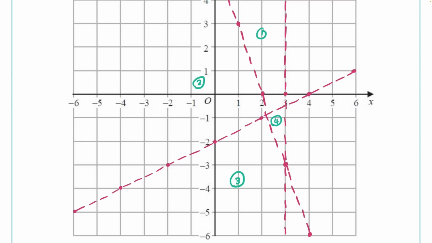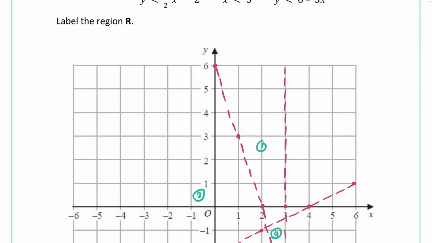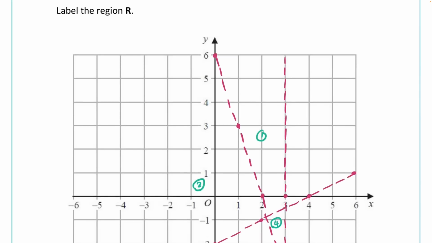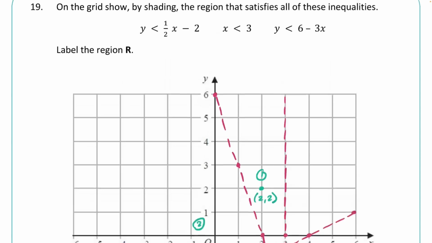So we're going to have to test the other 3 and see if any of them work. Now it might be that you have a really good understanding of these inequalities. Typically though, I think it's easy just to pick a coordinate. Let's go with this one here, and we'll test the coordinate 2, 2 in the inequalities. If it satisfies all of them, then that is our region. If not, we'll move on to the next one.